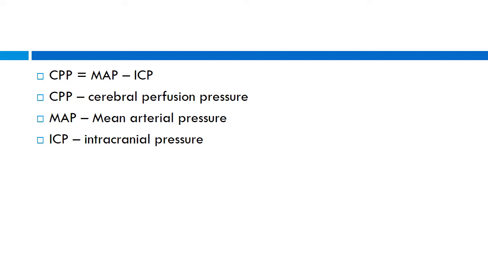As your MAP starts to climb, the cerebral perfusion pressure is also going to climb. If that gets too high, the cerebral vessels will constrict to try to prevent too much pressure from coming into the brain. So as your MAP goes up, your ICP is going to try to go up as well, to make sure that difference stays roughly the same.